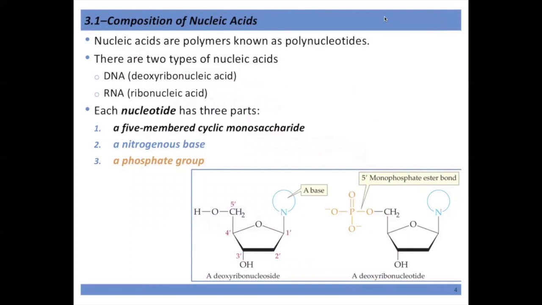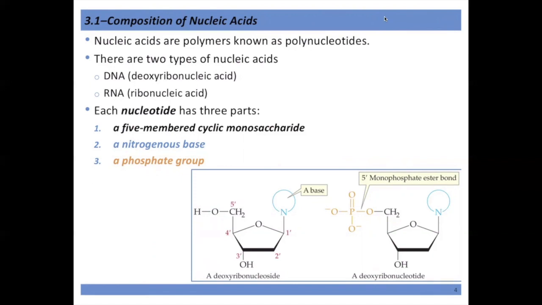So the composition of nucleic acids, there are three parts that we will talk about. Now, nucleic acids are actually polymers known as polynucleotides. So we need to figure out what the individual monomer is, the nucleotide. And there's actually two types of nucleic acids. There is DNA, that hopefully you've all heard of before. That is deoxyribonucleic acid, and RNA, ribonucleic acid.